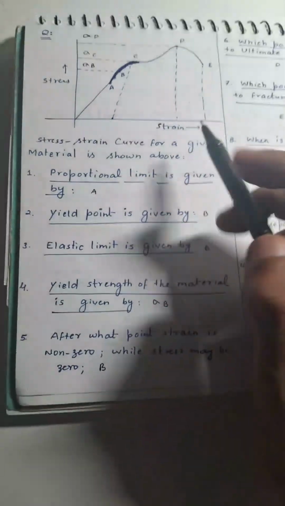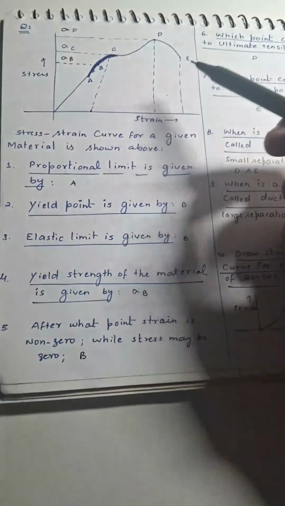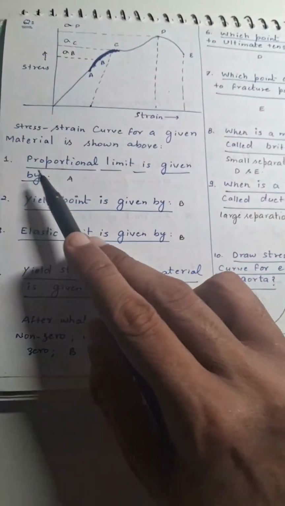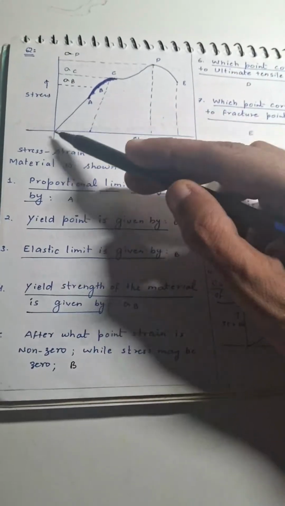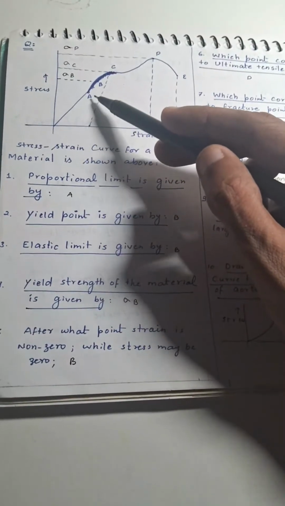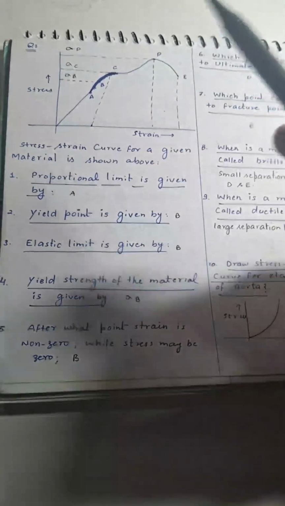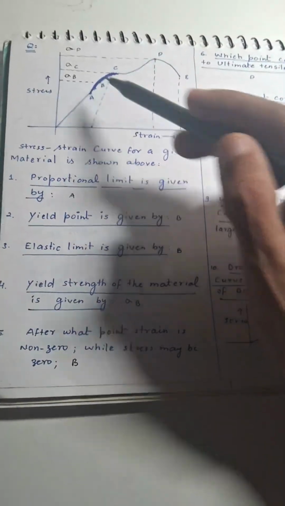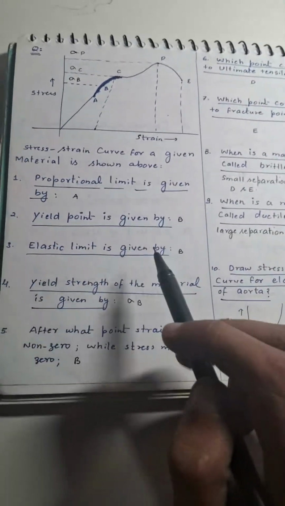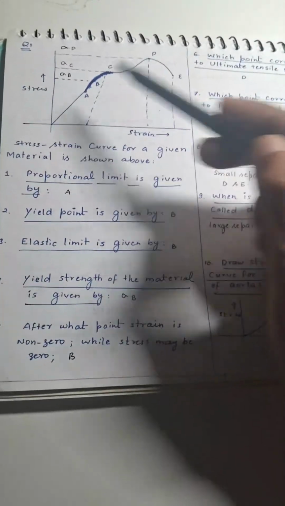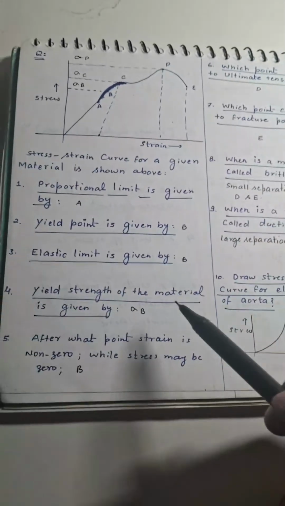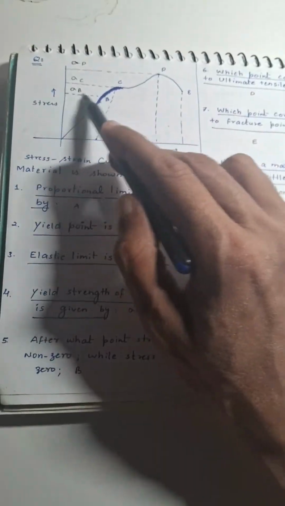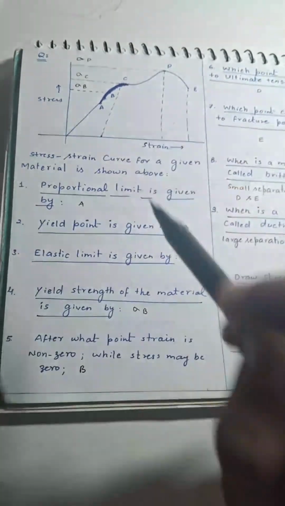Then we have another discussion on the stress strain curve for a particular material. Here the first question is the proportional limit. The point up to which the graph is a straight line is called the proportional limit. It corresponds to point A. Then the yield point. The yield point is given by point B. Then the elastic limit. It is also point B. Yield strength corresponds to the stress at point B, which is sigma B.